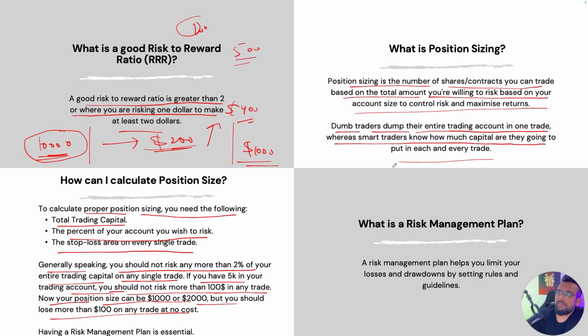Okay, what is a risk management plan? A risk management plan helps you limit your losses and drawdowns by setting rules and guidelines. You need to have rules, you need to have guidelines. That's how you're gonna make money. Otherwise, you make no money.